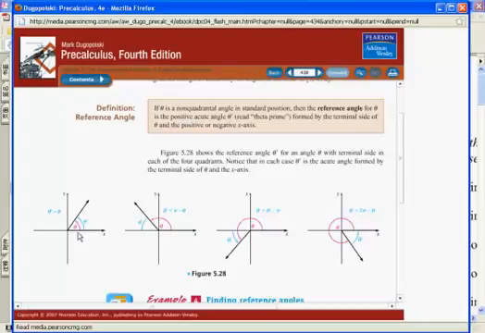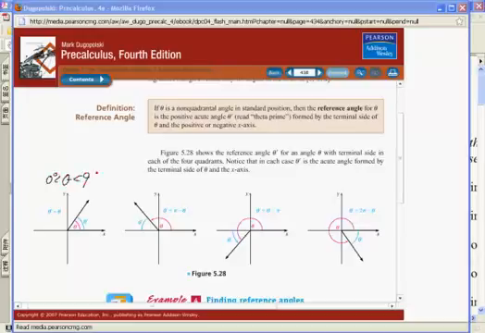If this angle is between 0 and 90 degrees, then its reference angle is just equal to itself. So theta prime equal to theta in this case, if this theta is between 0 and 90 degrees. So in the first case, our angle is between 0 and 90 degrees.